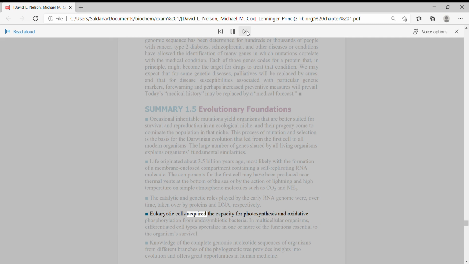Eukaryotic cells acquired the capacity for photosynthesis and oxidative phosphorylation from endosymbiotic bacteria. In multicellular organisms, differentiated cell types specialize in one or more of the functions essential to the organism's survival. Knowledge of the complete genomic nucleotide sequences of organisms from different branches of the phylogenetic tree provides insights into evolution and offers great opportunities in human medicine.